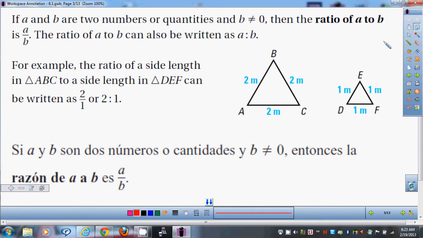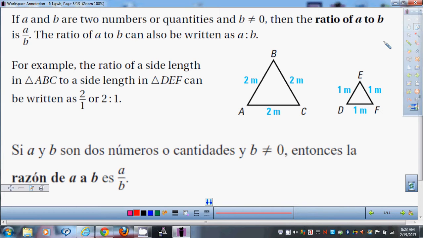Now, ratios. Ratios, like the one in this triangle. When you are told the two things are proportional, that means you can set up a ratio of their pieces. For instance, the ratio of these two triangles would be 2 to 1. Now you'll see that in two different ways, 2 to 1 or as a fraction.